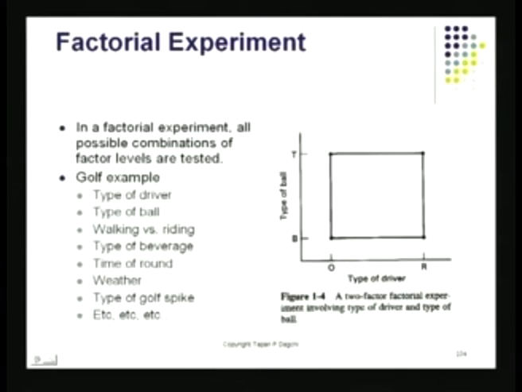Let's say we are trying to optimize the choice of driver, and the type of ball we are going to be using. Are we going to be walking around when we play the game of golf? Are we going to be riding a cart? What kind of beverage will we be drinking when we need to drink something? We could either be drinking beer, or we could be drinking water, or perhaps we could drink nothing.